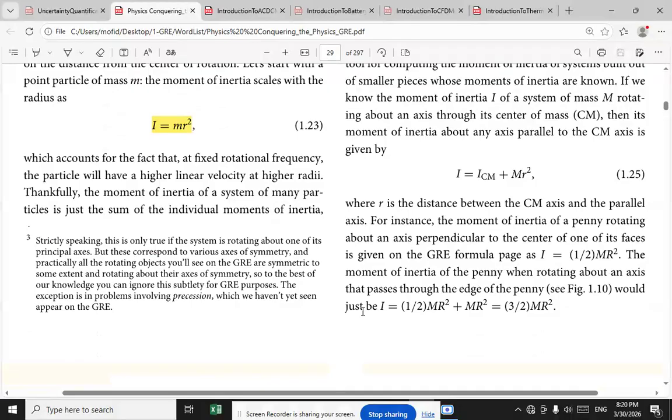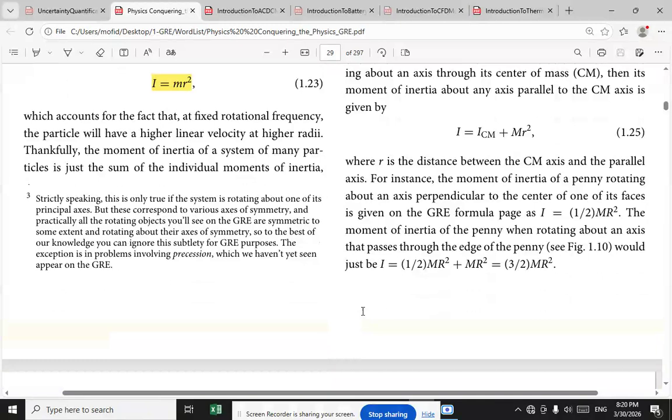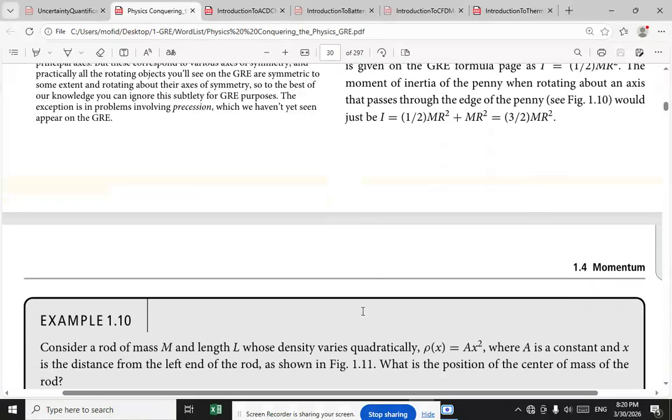For instance, the moment of inertia of a penny rotating about an axis perpendicular to the center of one of its faces is given on the GRE formula page as I is equal to 1 divided by 2 m r to the power of 2. The moment of inertia of the penny when rotating about an axis that passes through the edge of the penny, see figure 1.10, would just be I is equal to 1 divided by 2 m r to the power of 2 plus m r to the power of 2, which is equal to 3 divided by 2 m r to the power of 2.